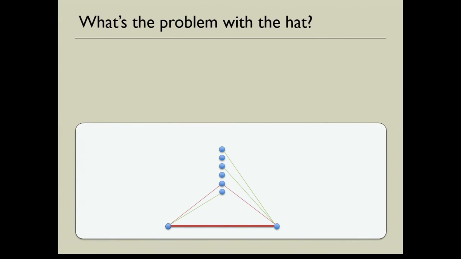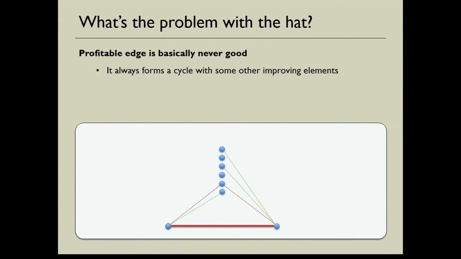And the hat, of course, has the problem that since the tower was infinite, we will always have the good guy forming a cycle with some other improving elements. So the profitable edge is never good. That was our problem. These guys are always good with probability 1/2, but this guy's never good. But we still want to analyze our algorithm with respect to good elements. So we would like all elements to be good with some good probability.